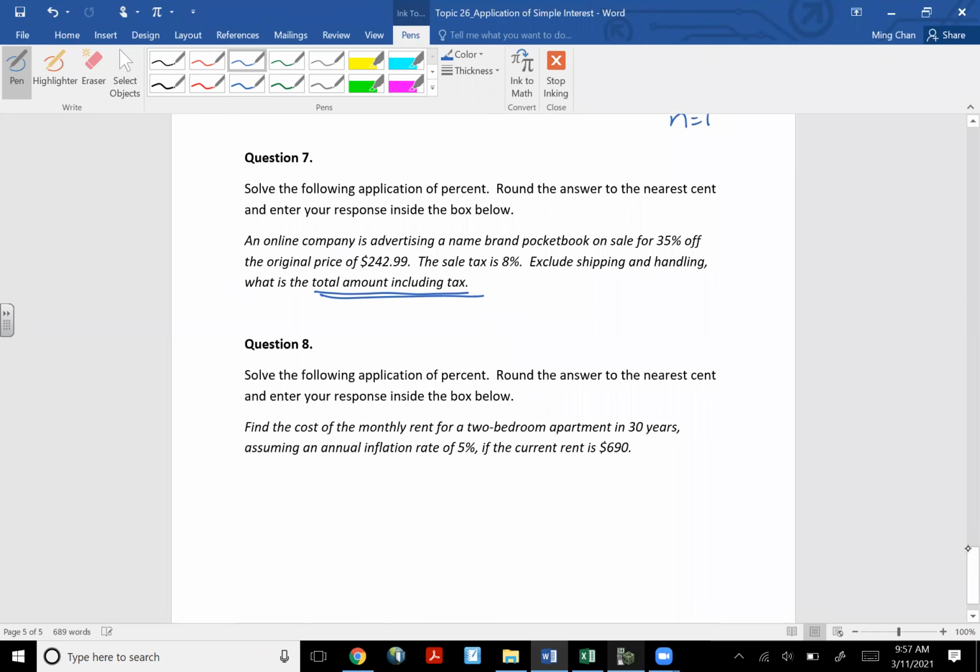All right. Find the cost of the monthly rent for a two-bedroom apartment in 30 years, assuming an annual inflation of 5%. So this is an inflation problem. Take your rent, 690, times parenthesis 1 plus r, 0.05, raised to the 30th power. Then that will tell you how much the rent will be after 30 years.